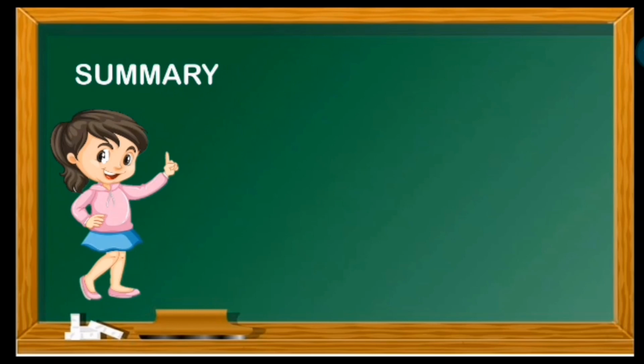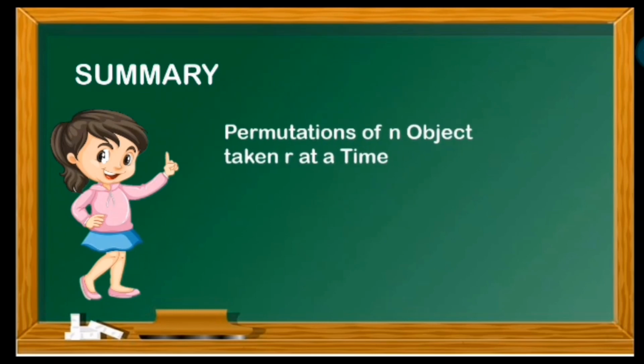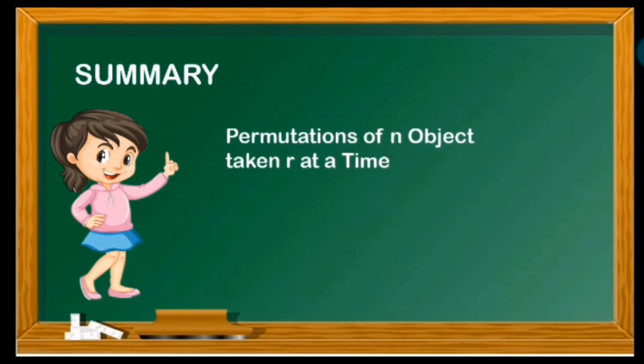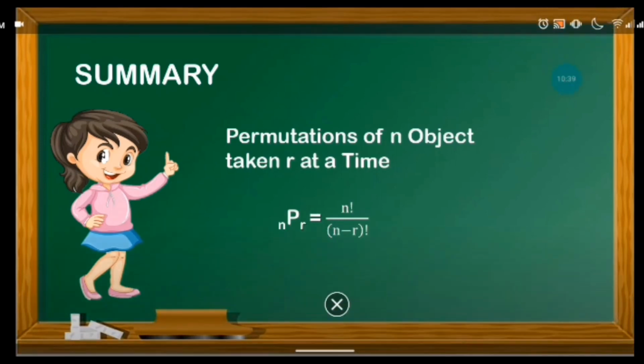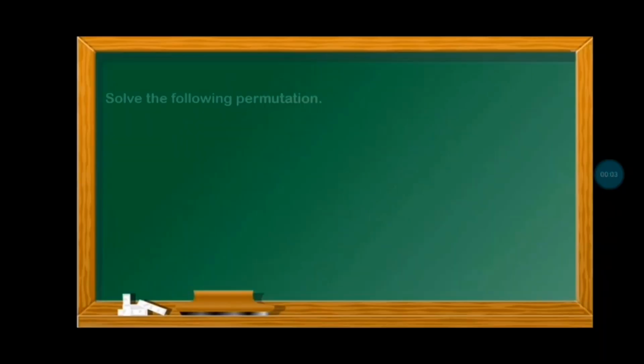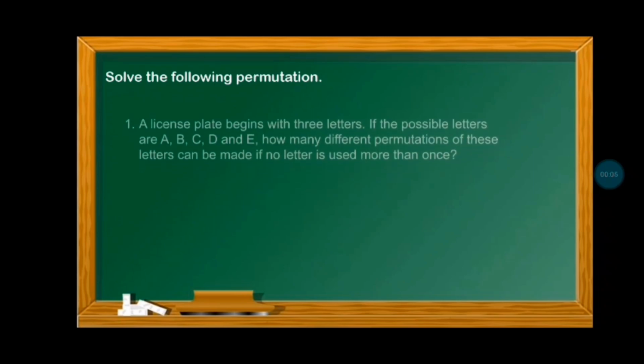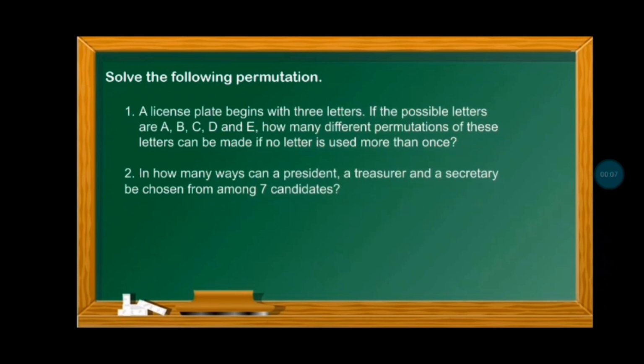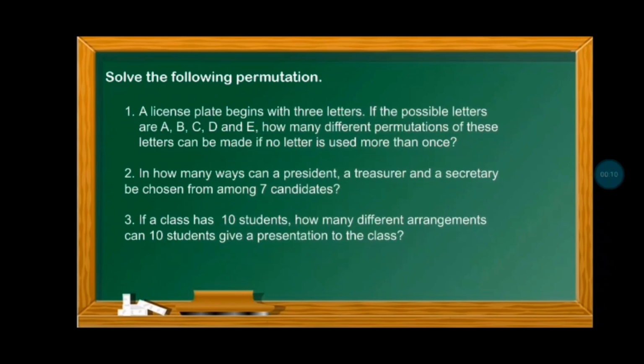So in summary, the permutation of n objects taken r at a time is equal to nPr equals n factorial over (n-r) factorial. So this equation is used to find the permutation of n objects taken r at a time. In your one-fourth crosswise, solve the following problems involving permutation of n objects taken r at a time. Copy and answer the problem.